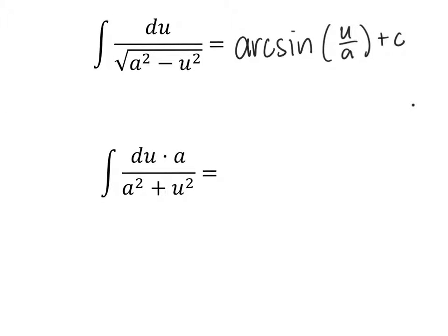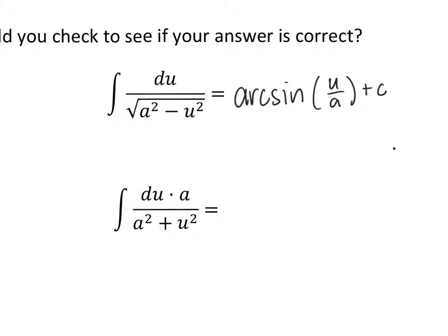All right, so du over the square root of a squared minus u squared, that is our derivative of arc sine of u over a. So the integral of du over the square root of a squared minus u squared is arc sine. So the next one, the integral of du times a over a squared plus u squared is what, Liz? Arctangent. Arctangent of what? Of u over a plus c.